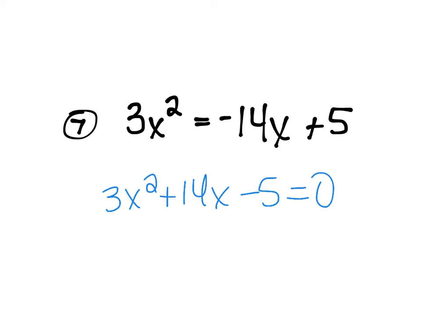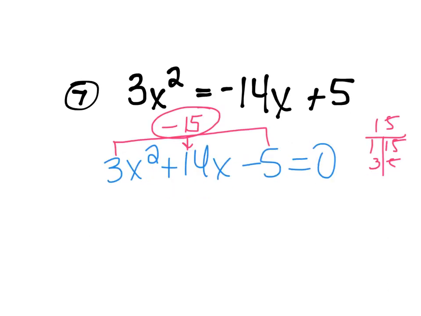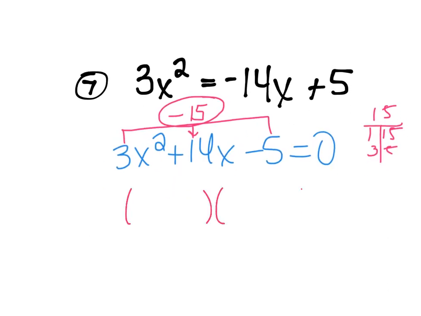All right, guys, a is not 1. Some of us are still struggling with this. When a is not 1, I multiply a times c. Negative 15. Yes? What are the factors of negative 15 that add to give me 14? 15 and 1. So watch. There's a couple ways you can do this. I'm going to do it both ways so you guys can see. The first thing you can do is to put x's in both. x and x. And then you guys told me plus 15, minus 1.